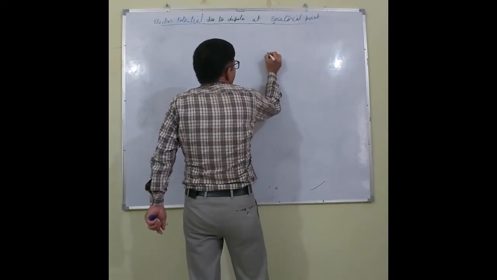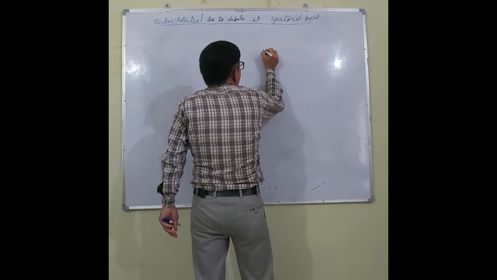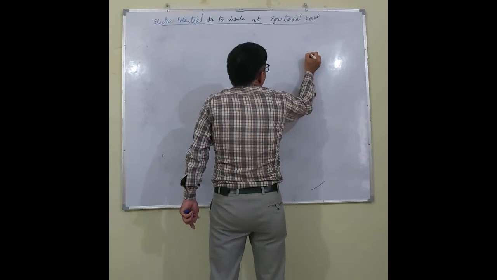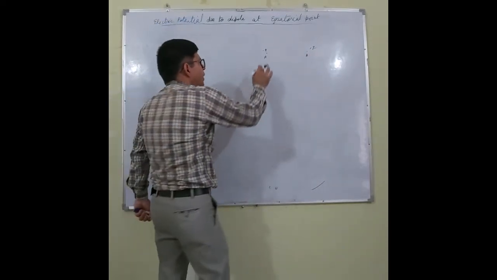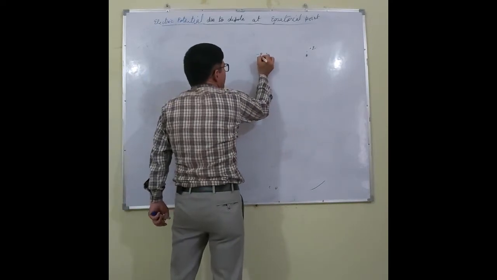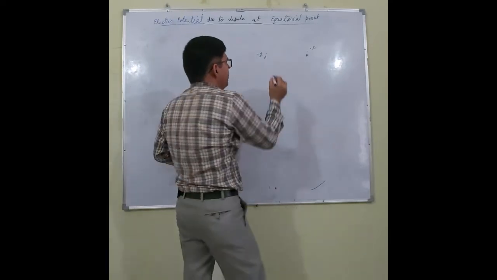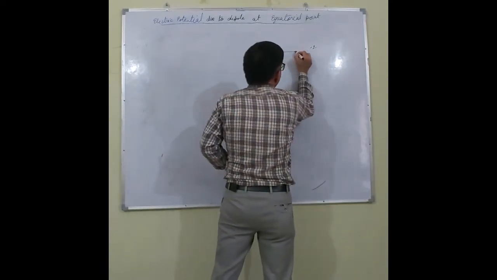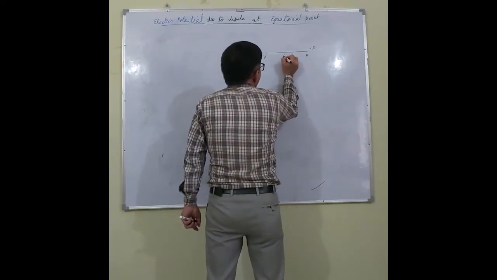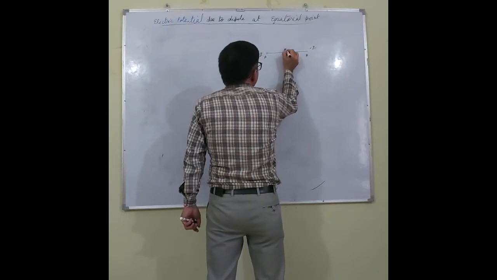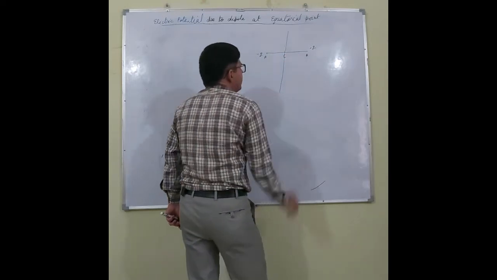Let us say we are having a dipole, minus q charge at A and plus q charge at B. On A we have placed minus q, on B we have placed plus q, and the separation between these charges is 2a. C is the midpoint. Now this line is the equatorial line.